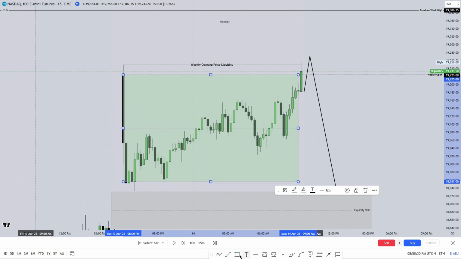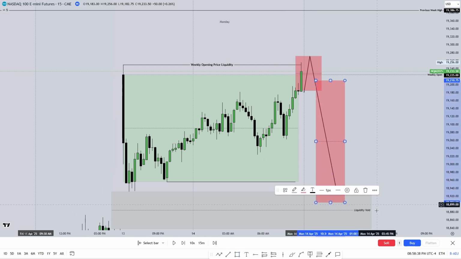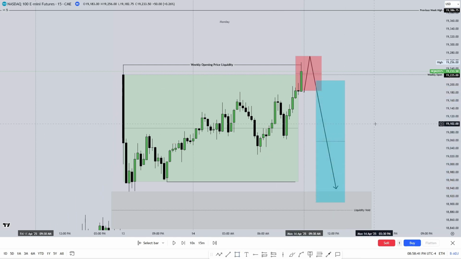Accumulation. What am I looking for now with the opening range? Manipulation, leading to distribution, down to an obvious draw on liquidity right here. So that's AMD for you.